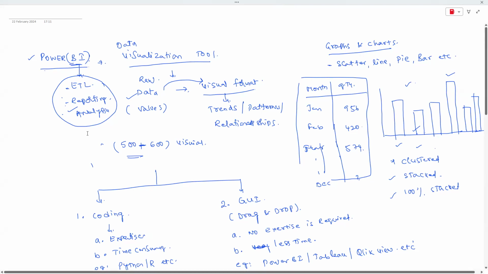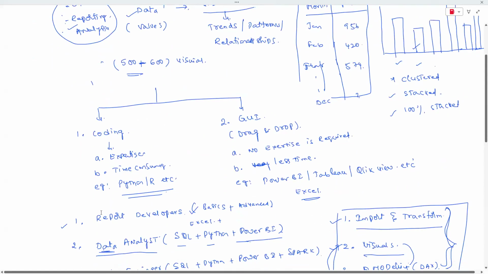We can identify, guys. So how can you do this data visualization? There are two ways: one is by using coding and one is GUI based. Coding means the user needs to be an expert in some programming language, like Python, R, etc. What is the main drawback? The user needs to be an expert in a programming language like Python or R, and it is time consuming.